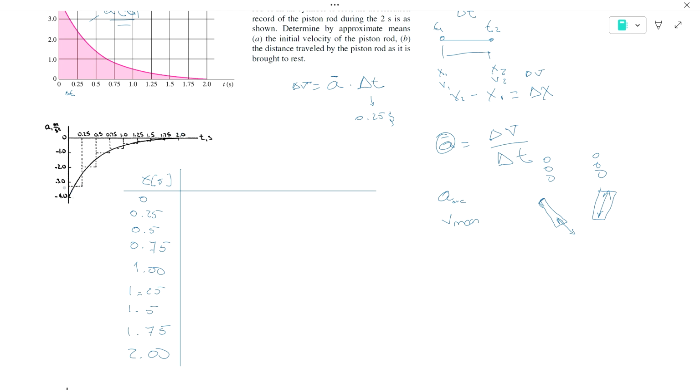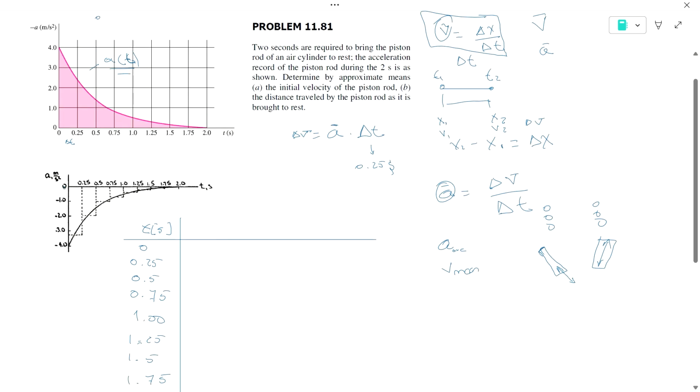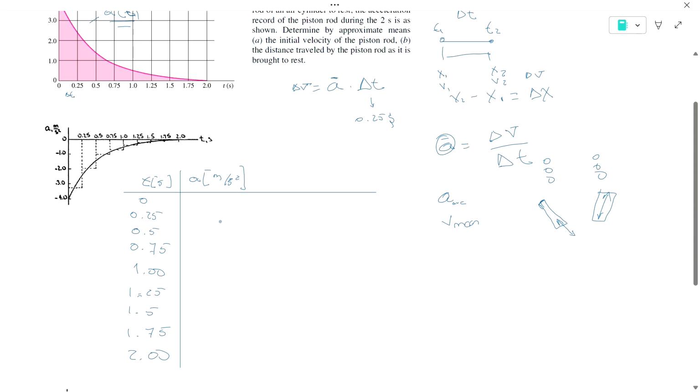So at 0 seconds, the initial value is negative 4 meters. Okay, so first of all, the units of acceleration are meters per second squared. They could be feet per second squared, but here we're talking international units, so it's meter per second squared, which is okay.